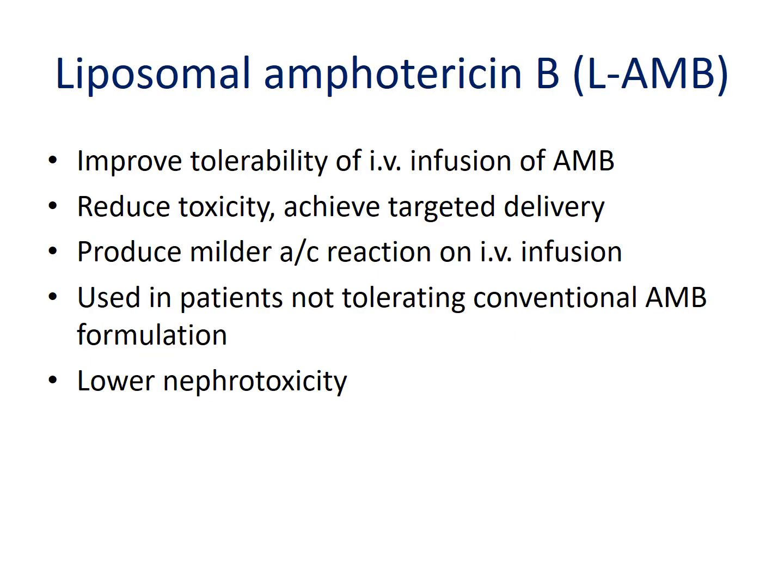Coming to liposomal amphotericin B. Liposomal amphotericin B is another targeted drug delivery system of amphotericin B. It will help in improved tolerability of IV infusion. There are a few side effects of amphotericin B which will be overcome by this preparation. It will reduce the toxicity and also achieve targeted delivery. There are milder side effects, a milder acute reaction on IV infusion, and it is also used in patients who are not tolerating our conventional amphotericin B preparation. Also, it will have lesser nephrotoxicity. So, fewer side effects as well as targeted drug delivery can be achieved by liposomal amphotericin B.